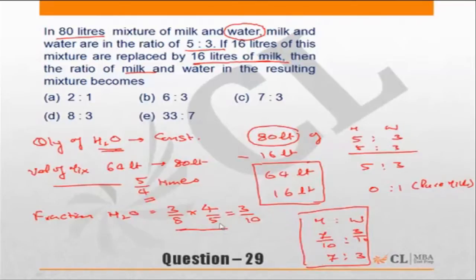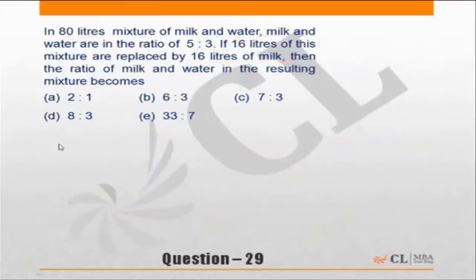You could have actually applied alligation also to this question. Let me just clean up the slide, and then let's see how to apply alligation or weighted average as a concept for this question. You are mixing 64 liters of milk to water mixture, which has milk and water in the ratio of 5:3, or I can say 5/8 is milk and 3/8 is water, with 16 liters of pure milk, which means 1:0 or 100% milk.